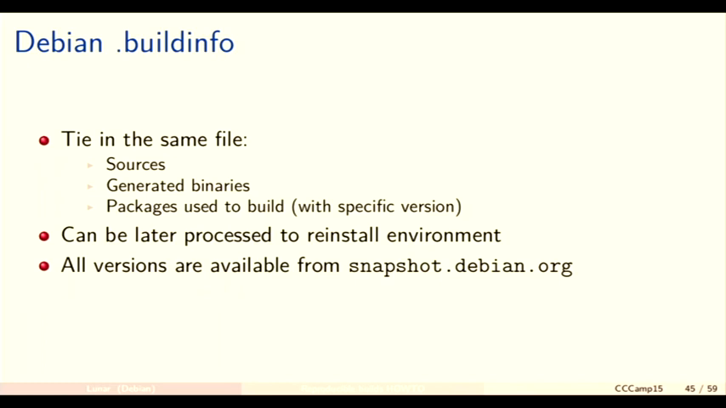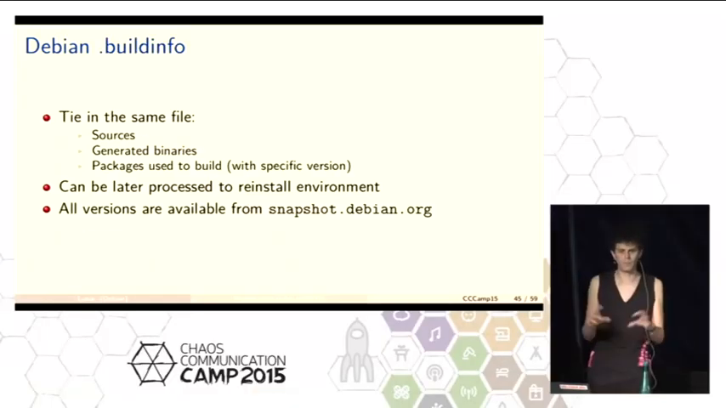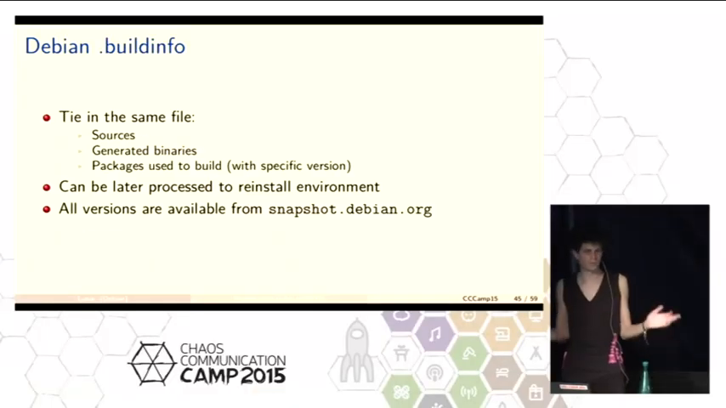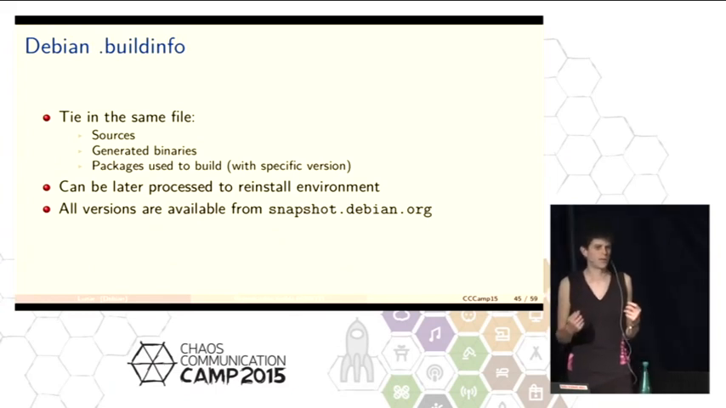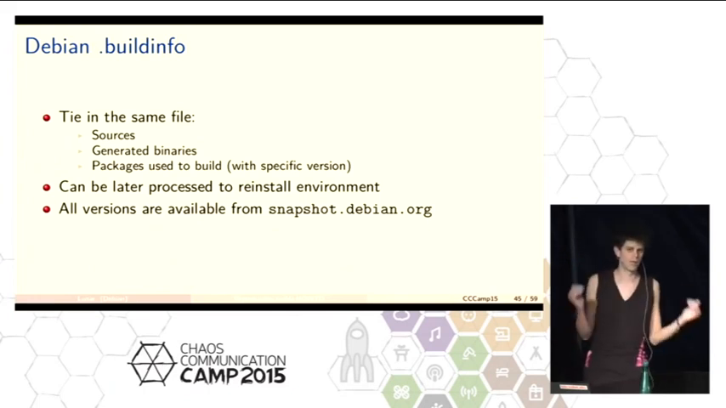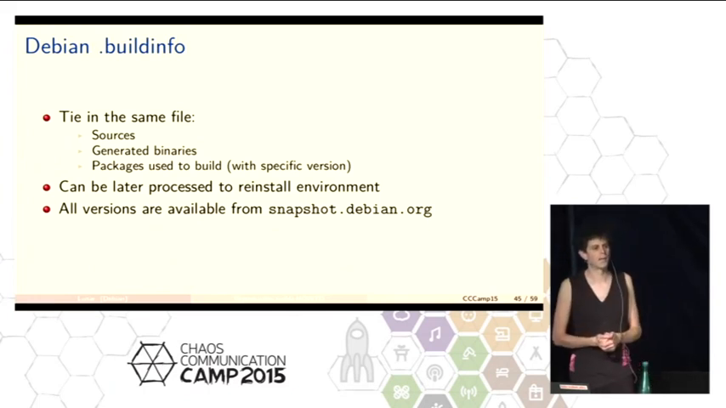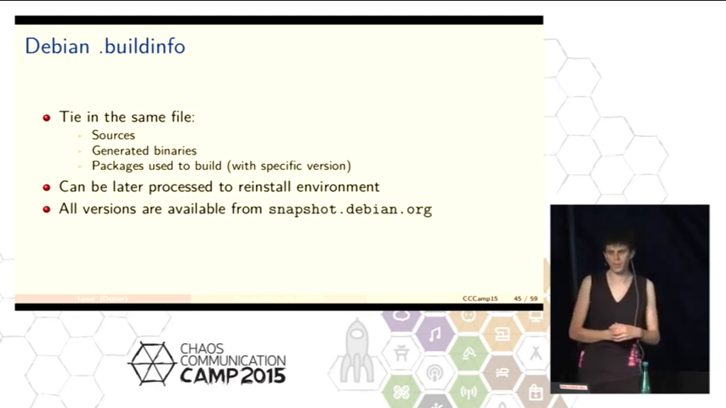And basically tie together in the same file the sources that have been used, the generated binaries, and the packages that have been used to perform the build. So we can then take the list of packages and versions and reinstall exactly the same environment in a chroot or VM or whatever. We can do that because Debian provides a service called Snapshot, which archives every single version of every binary package that gets in the Debian archive at some point.